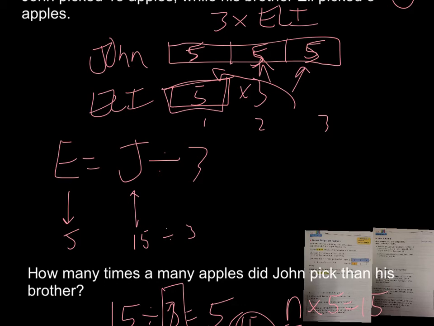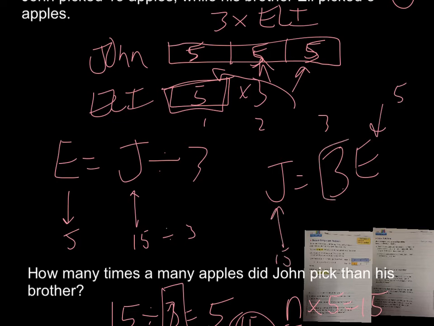Another one, that'd be one in division. If you had to do one in multiplication, maybe you would do something like John equals 3 times E. We know E is 5. We know John had 15. So 3 times 5 will give you 15.